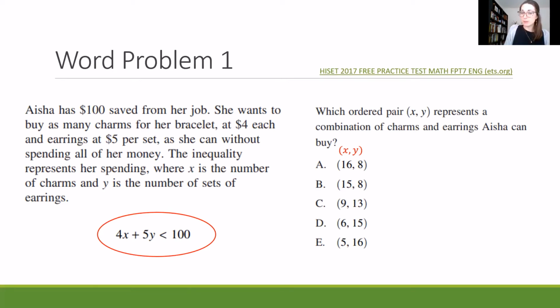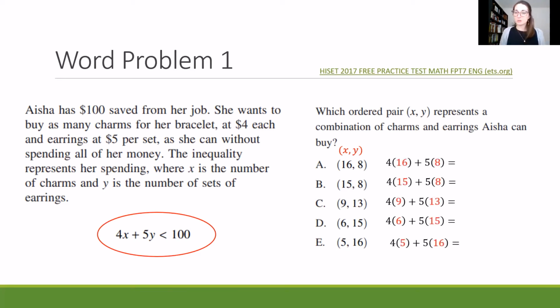And to figure out which combination is going to work, we're going to have to try them all. So here's what it might look like. Instead of 4x plus 5y, we're going to replace the x and y with 16 and 8. So we do 4 times 16 plus 5 times 8. And you can see I've done that with all of the ordered pairs on here. So let's see what we get with each of these.